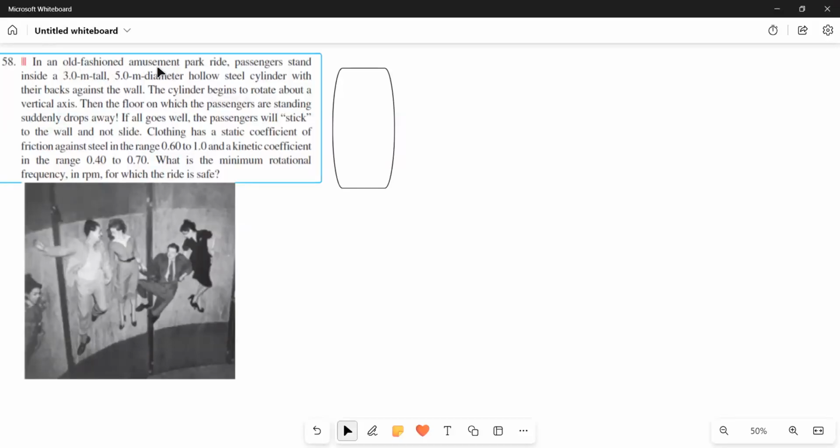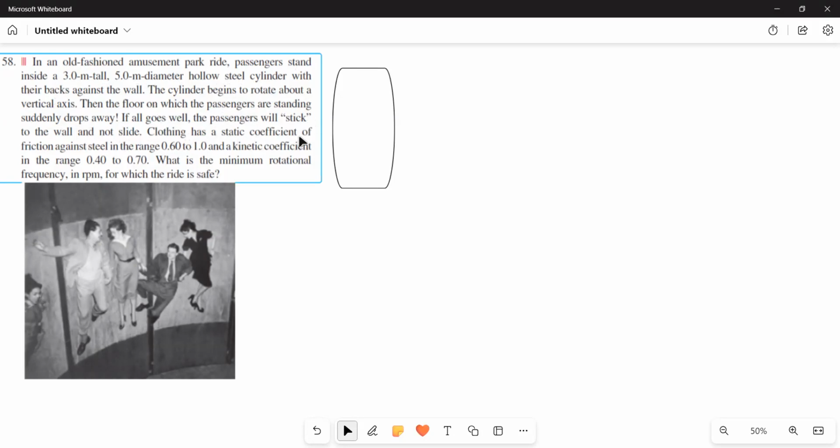In an old-fashioned amusement park ride, passengers stand inside a 3-meter tall, 5-meter diameter hollow steel cylinder with their backs against the wall. The cylinder begins to rotate about a vertical axis. Then the floor on which the passengers are standing suddenly drops away. If all goes well, the passengers will stick to the wall and not slide.